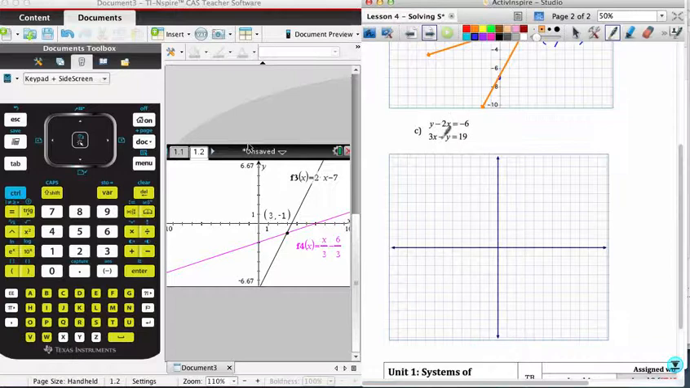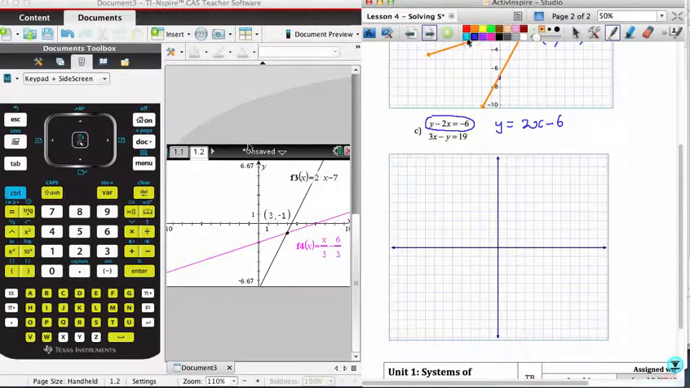What we're going to need to do, as we did in the previous example, is to isolate y first of all. So I'm going to go ahead and do that. For this equation on top, I'm adding 2x to both sides, and so that's going to rearrange to y is equal to 2x minus 6.